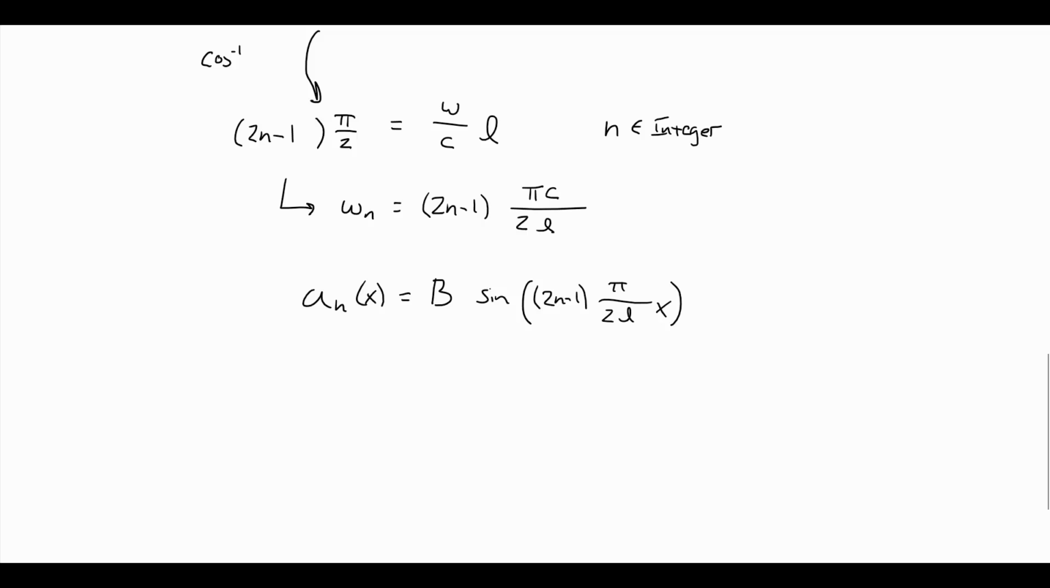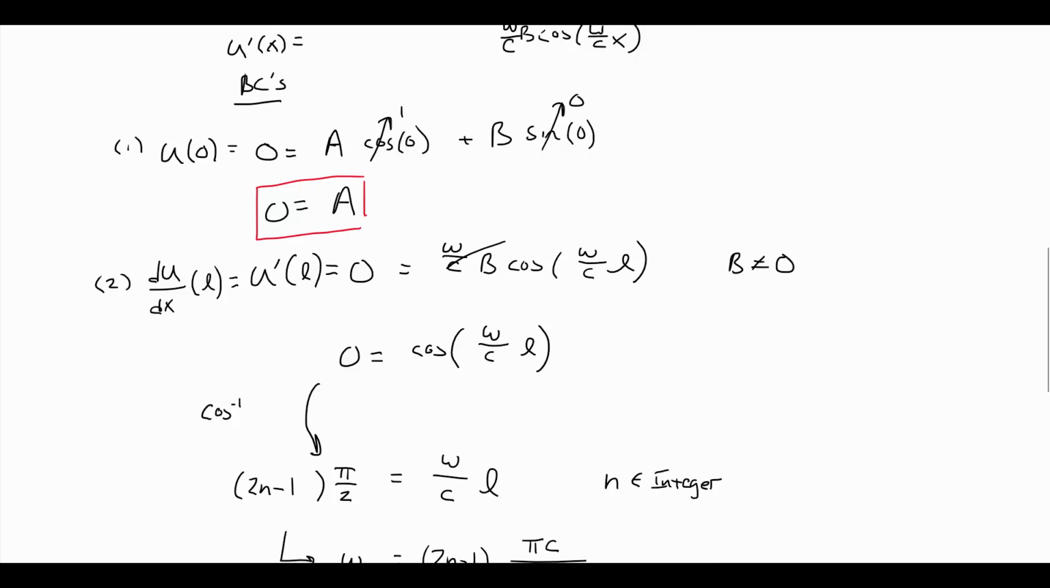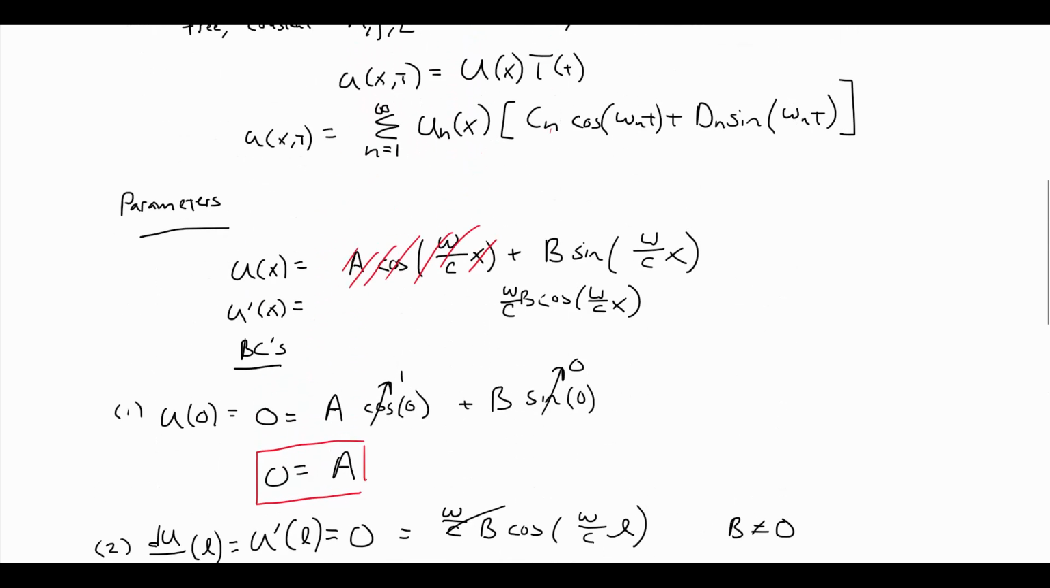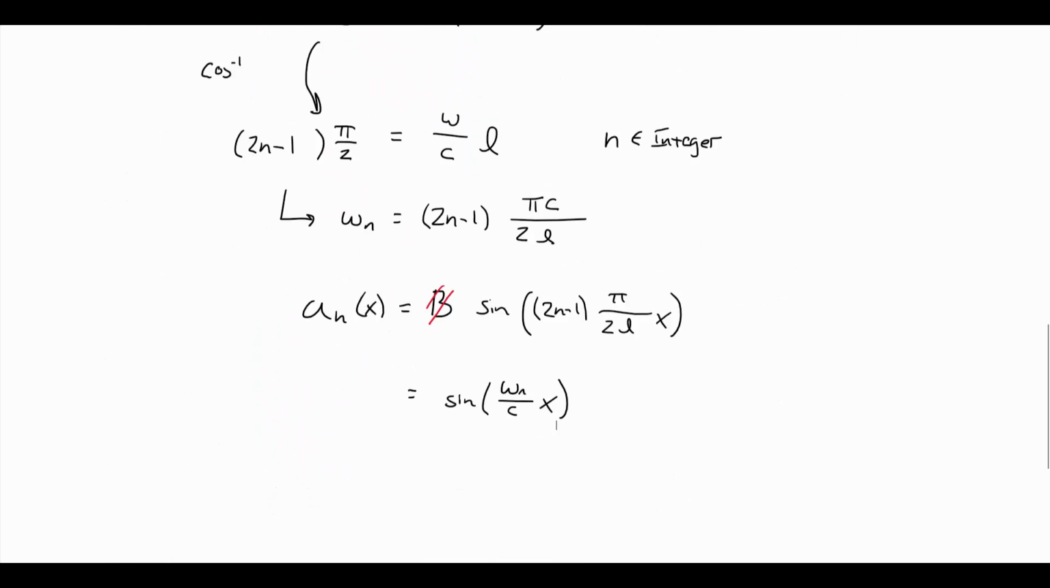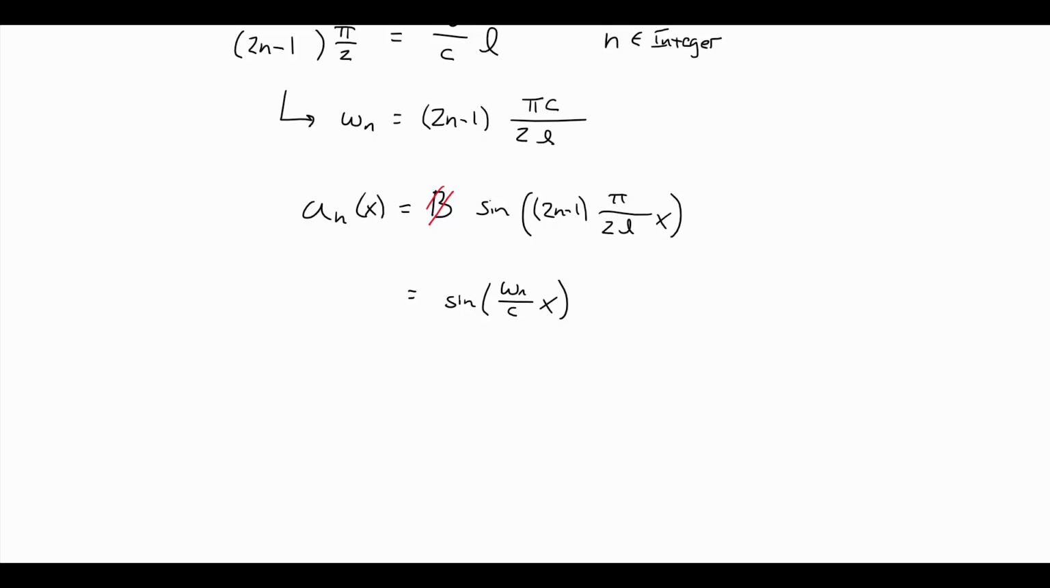Again, I'm going to get rid of the b and let it get absorbed into the next coefficients when I write this. I could also more succinctly write this as the sine of omega n over c times x, as written above in that original formulation. So those are the eigenfunctions and the natural frequencies for this particular system with these boundary conditions.